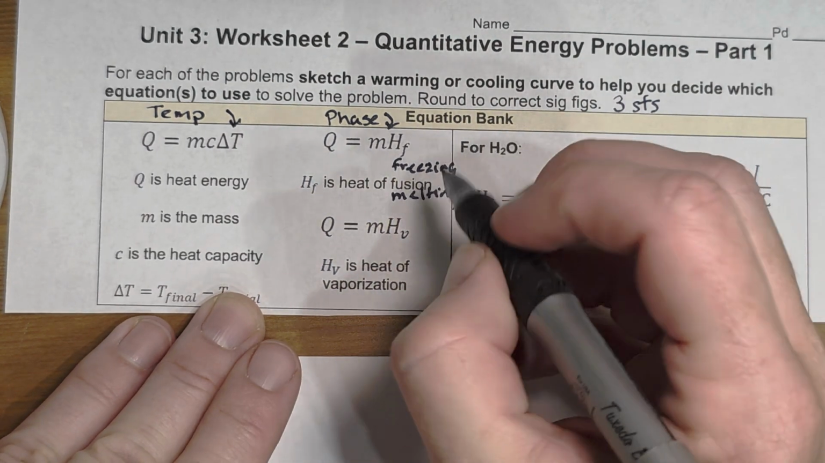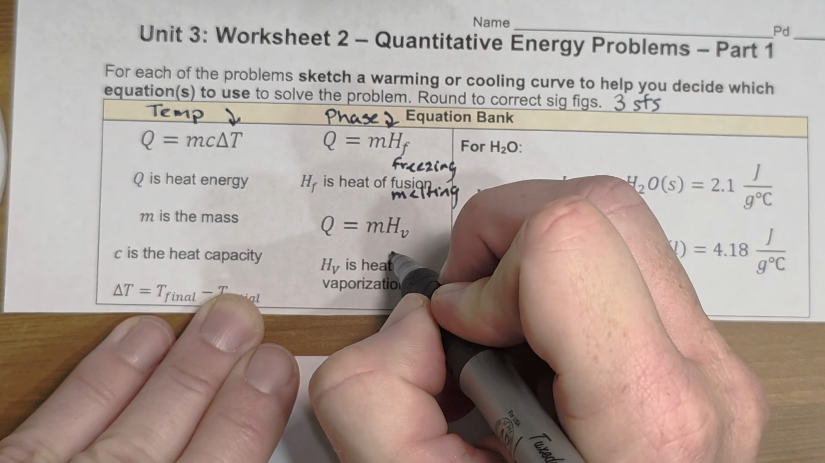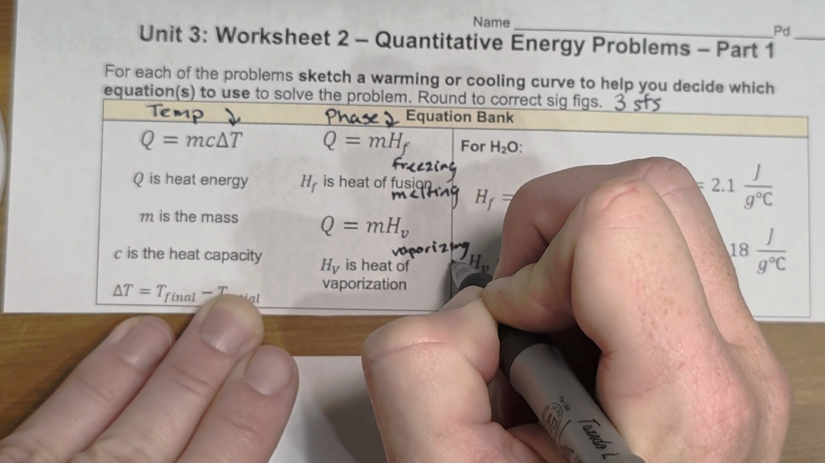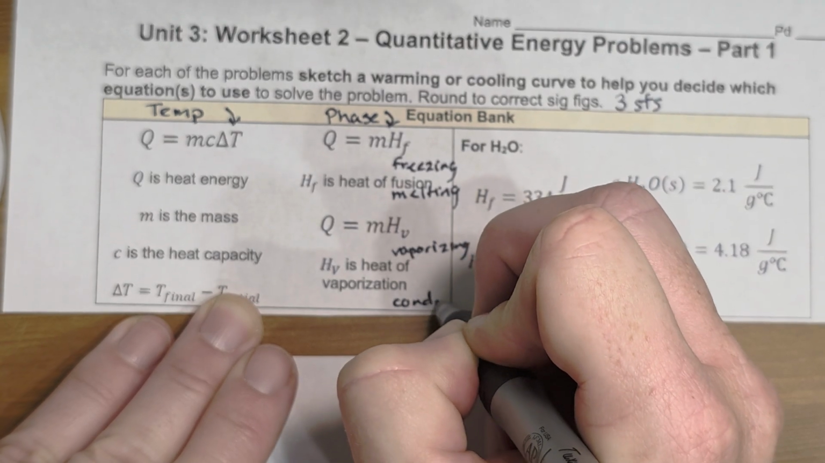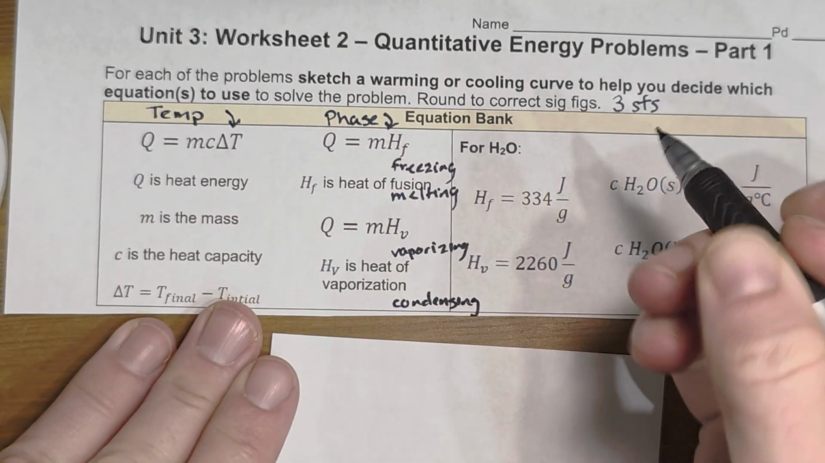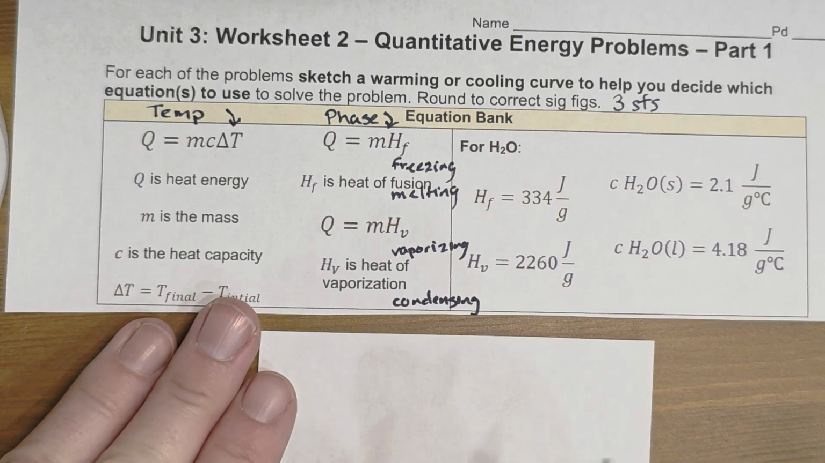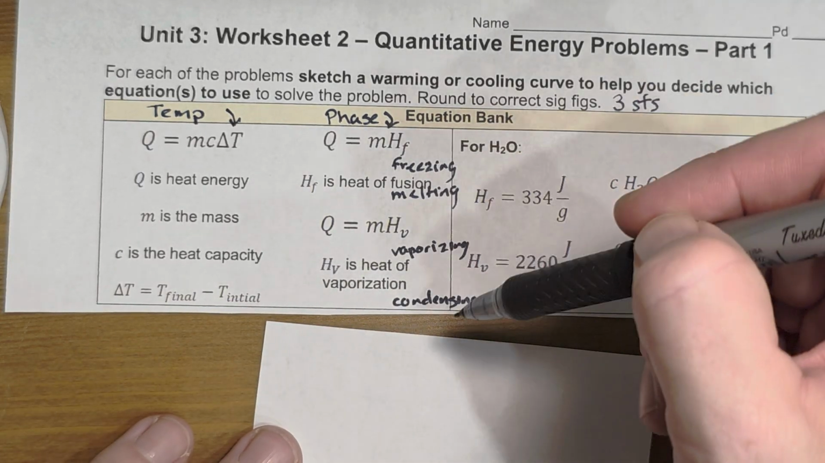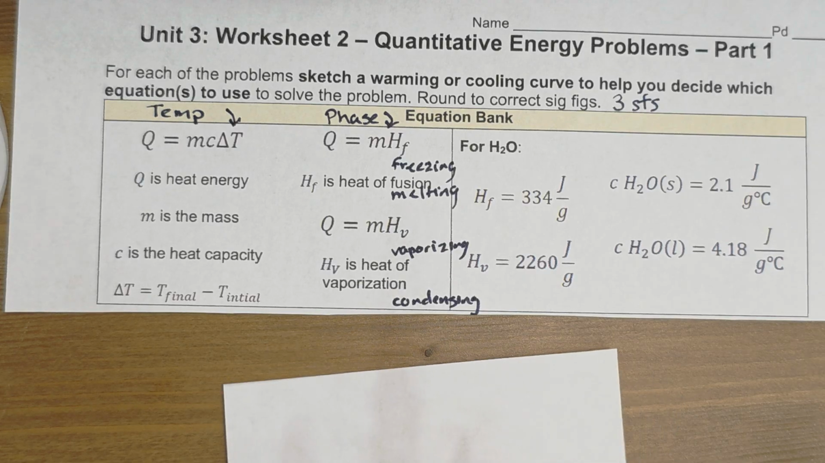and the heat of vaporization is vaporizing or condensing or boiling, evaporating. Those are the phase changes that we're dealing with here.